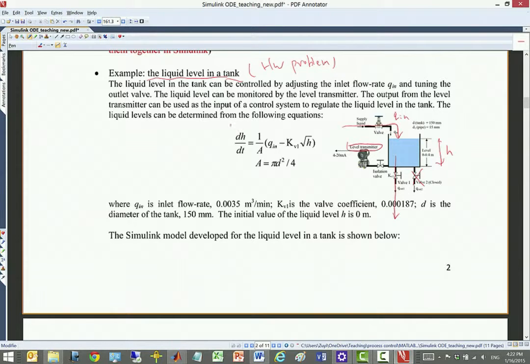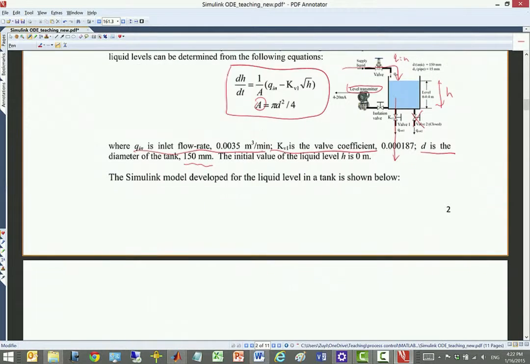From the course, the handout, and process control, you should get this equation: dH/dt equals Q in minus kV1 times the square root of H, divided by A. kV1 here is the valve coefficient. The flow rate is already given here, D is the diameter of the tank, and A is the cross-section area of the tank. So now we want to use Simulink to solve this equation to get the profile of H over time.